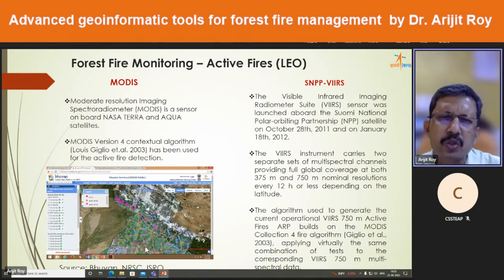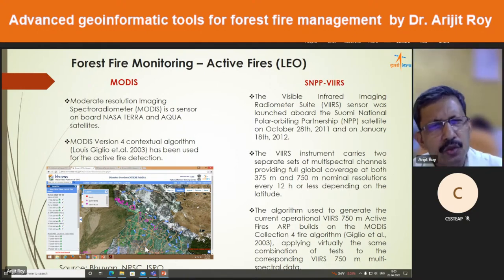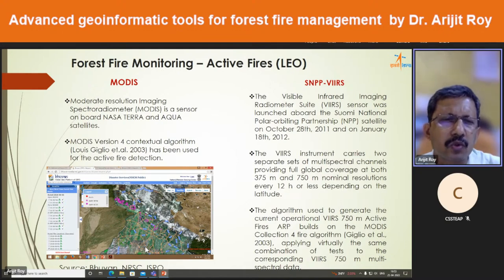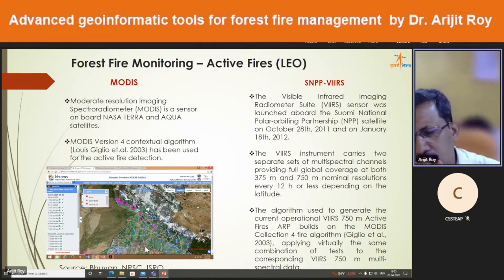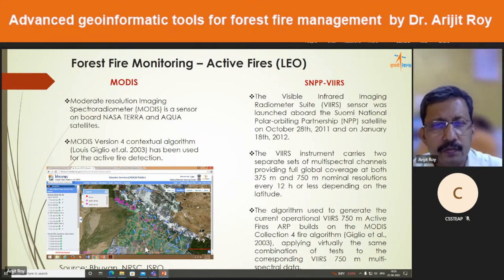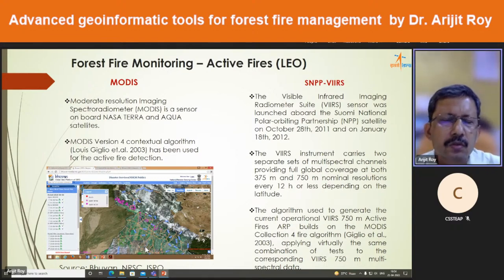So here we have two sensors, the Moderate Resolution Imaging Spectroradiometer, which is on board NASA's Terra and Aqua satellites. These have a thermal band, and using the version 4 contextual algorithm developed by Giglio and his team, regular monitoring of forest fire across the globe is carried out by this particular sensor. So MODIS is now almost 20 years old.